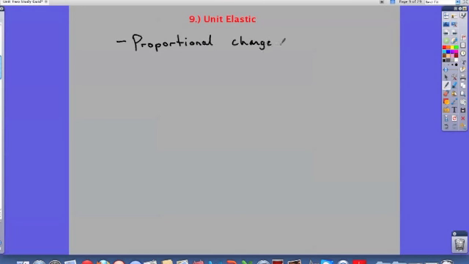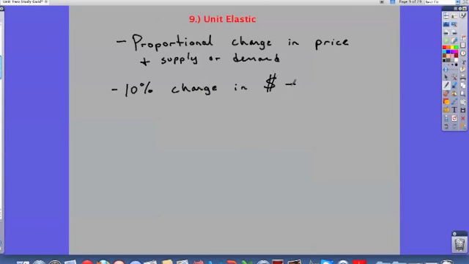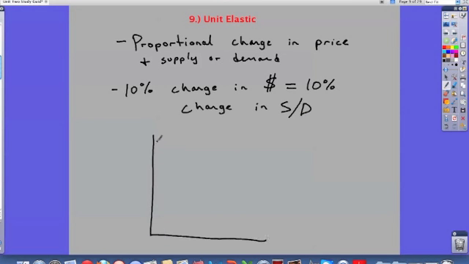Okay, first type of elasticity we're going to talk about is this idea of unit elastic. Unit elastic is a proportional change in price. So what happens is, as price changes, you're going to get a proportional change in supply or demand. For example, if our price increased 10%, our demand will decrease 10%. It's going to be identical. You're going to get the same change in price that you have in supply and demand. If our price increased 10%, our supply will increase 10%. Now remember, that's the law of supply and demand, which we've talked about a little bit, but we will hit on again here in just a minute, to help you remember it.